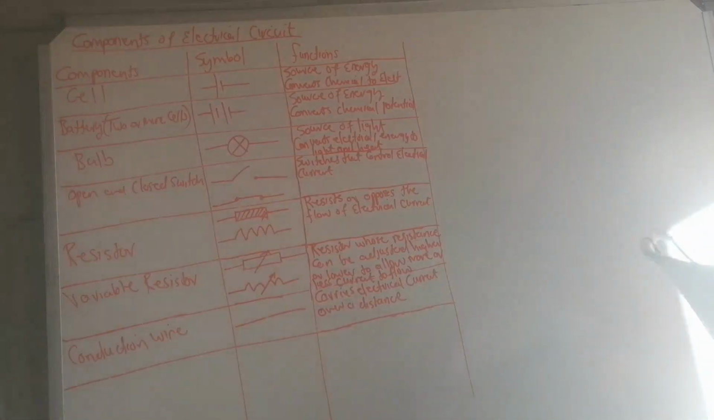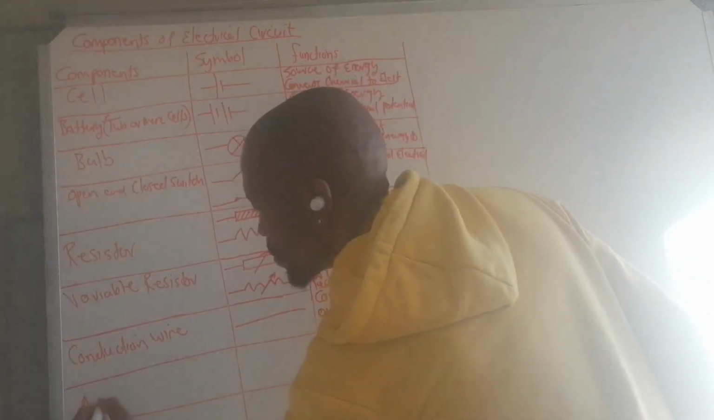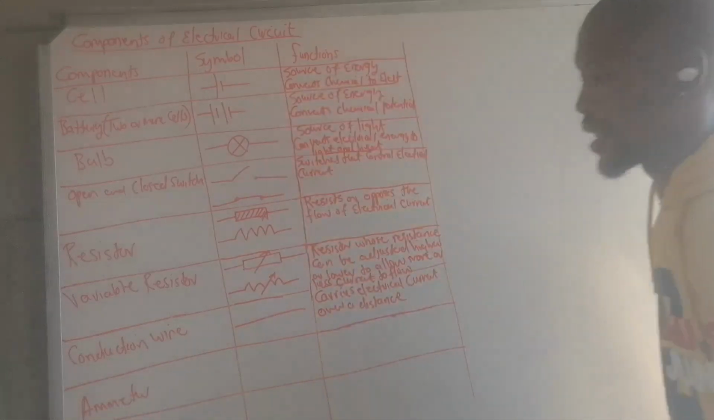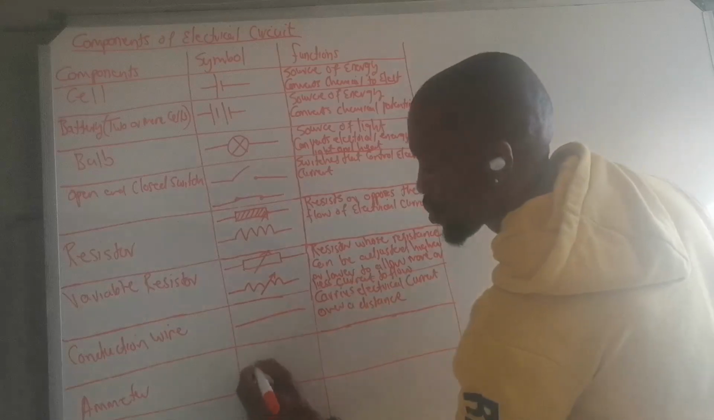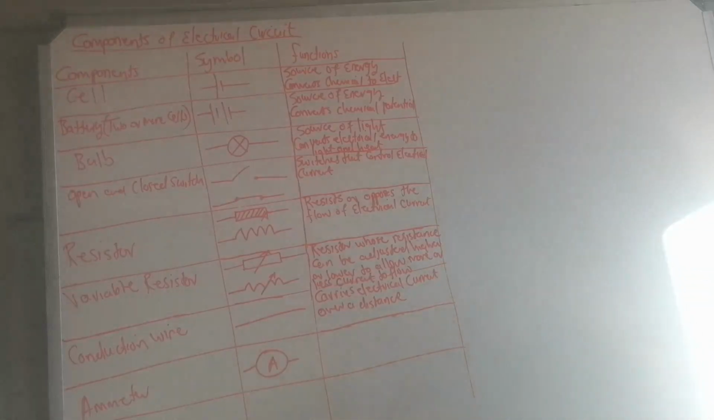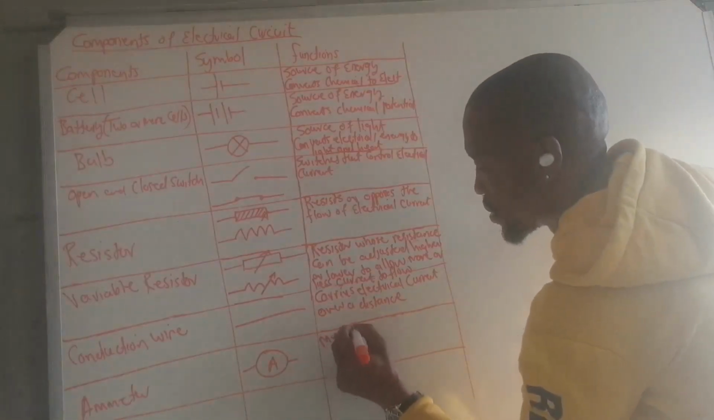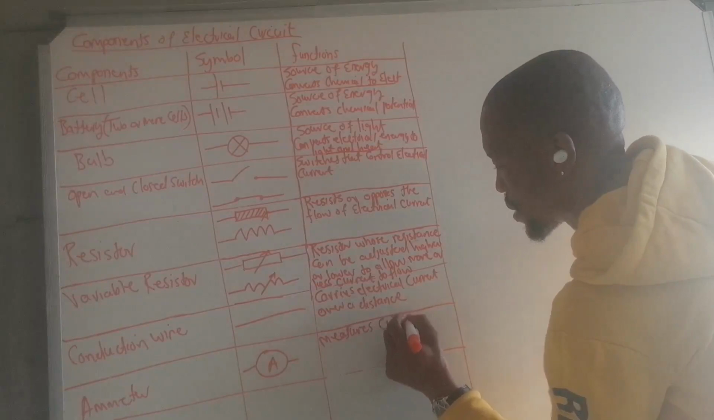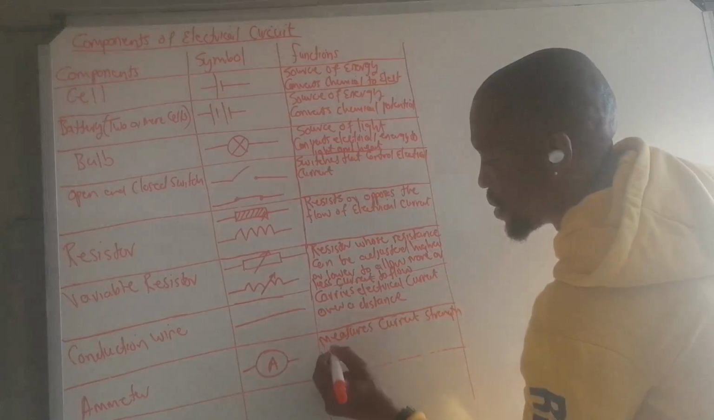And then in the last two, we have an ammeter. It measures the amount of electrical current that flows in a circuit. It measures the current strength in amperes, the amount of current that flows. So this one measures current strength in amperes.